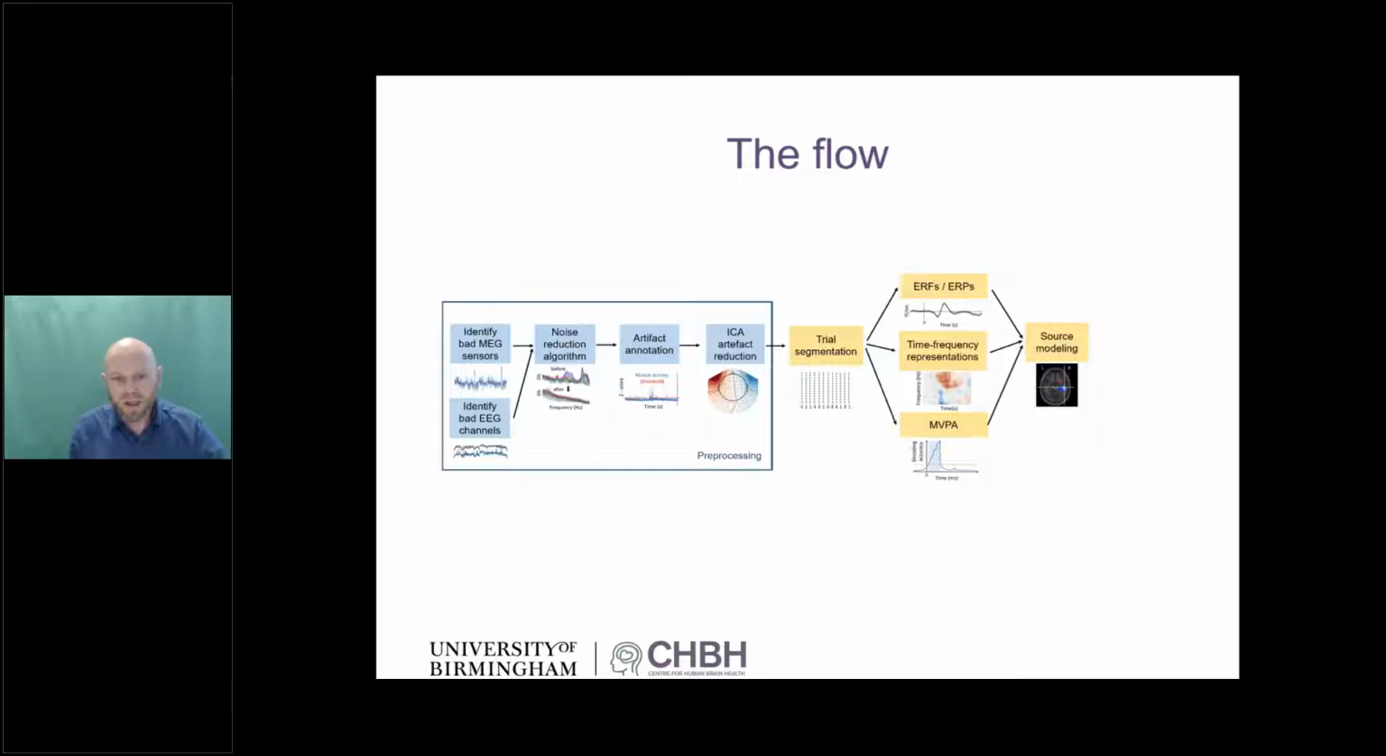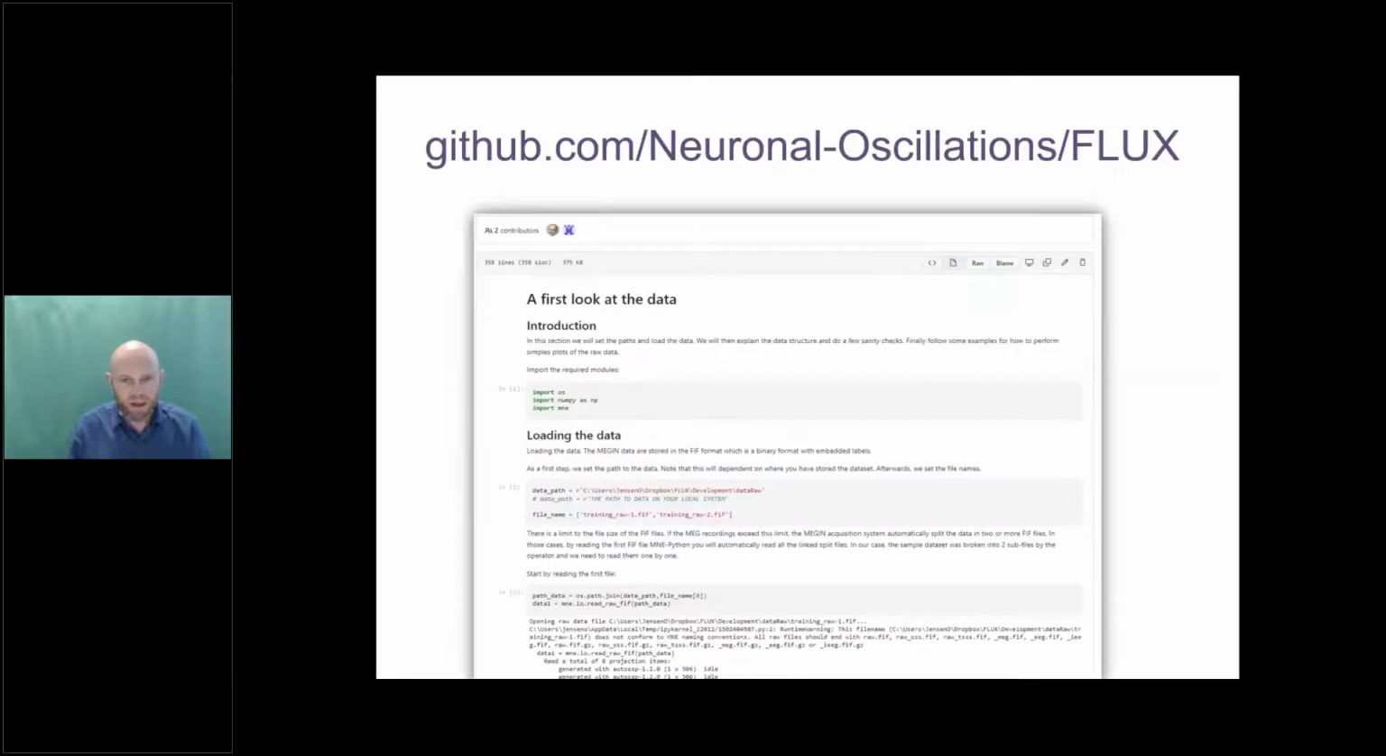So after the trial segmentation, different steps can be taken. That can be calculating event-related fields, the spectral analysis using time frequency representations, or multivariate analysis. And after that, one can do source modeling to, for instance, localize where in the brain a given effect in the frequency domain is occurring. So when you go into one of the chapters, in this case for the MNE Python part of the FLUX pipeline, it will take you to GitHub, and what you find there are these scripts, implemented as Jupyter notebooks.